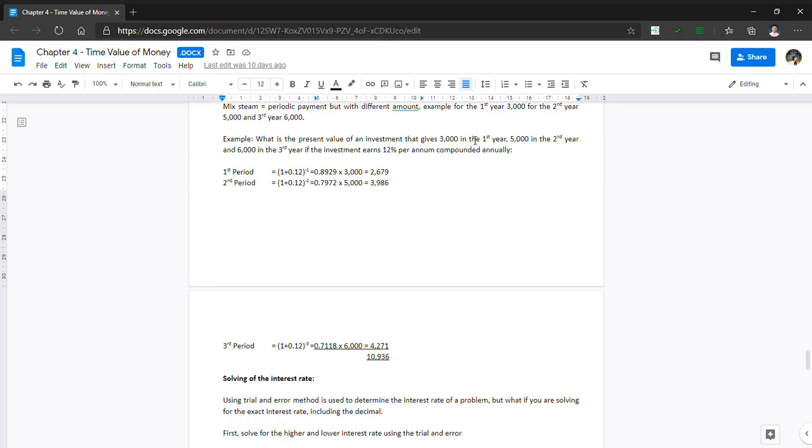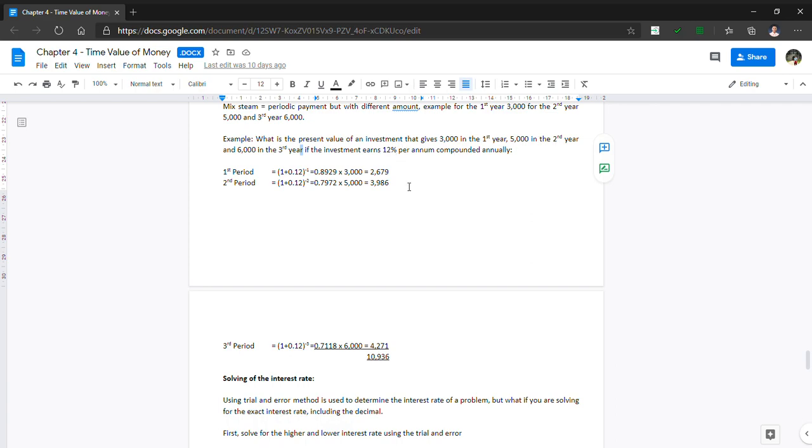So dahil hindi sila magpaparehas, right? They are not uniform. We cannot use yung present value in an annuity. So dahil hindi natin magagamit ang annuity, we can just simply use yung single amount. So we will need to compute for the present value of 3,000 in 1 year. Tapos, compute din natin ang present value ng 5,000 in 2 years. Tapos, present value ng 6,000 in the third year. So we will compute all of those, the present value of all of those separately. So first, let's compute for the first period, yung 3,000.